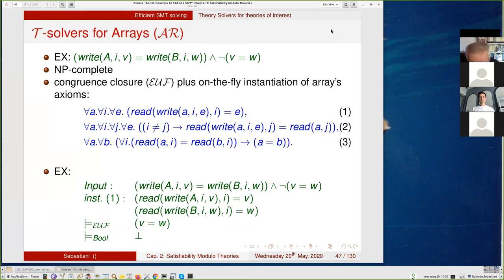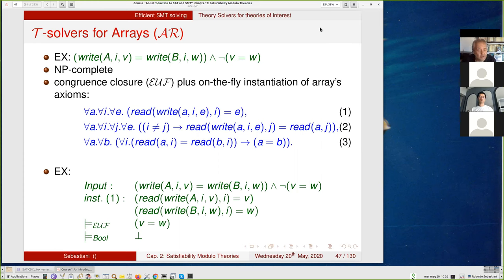Okay, so another theory which has a lot of interest, in particular when combined with others, is the theory of arrays, which has a lot of importance both in software verification, hardware verification, and others. So remember that the theory of arrays is a theory which has substantially two functions to interpret, and deals with the update of array values. So you read and write elements on array values.